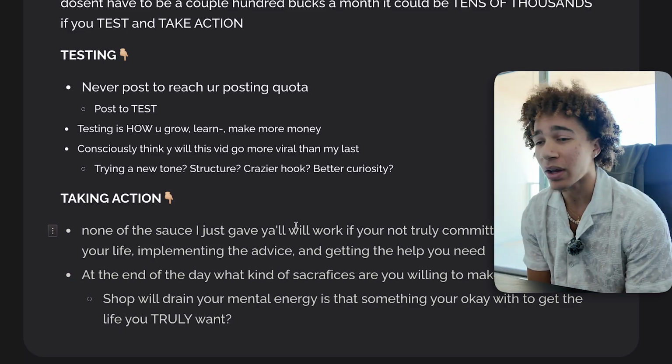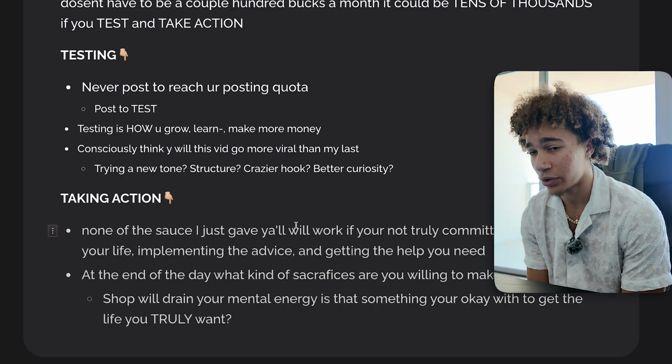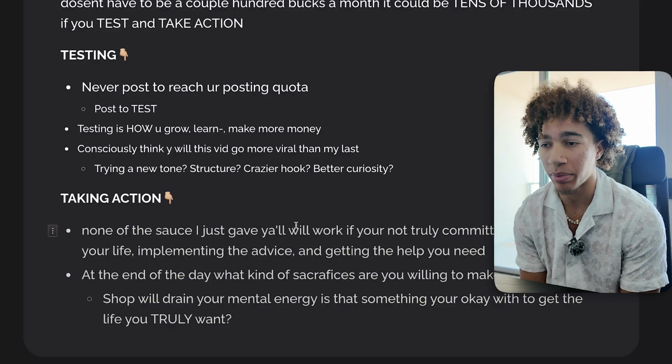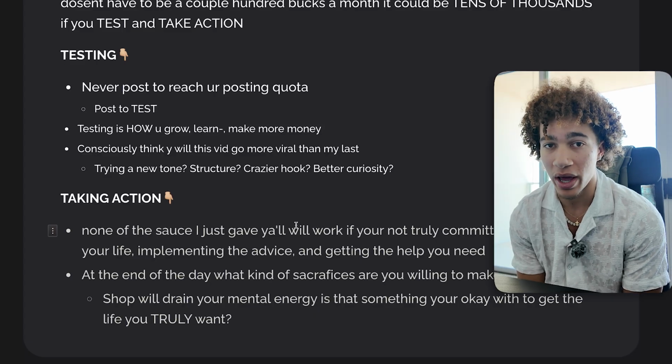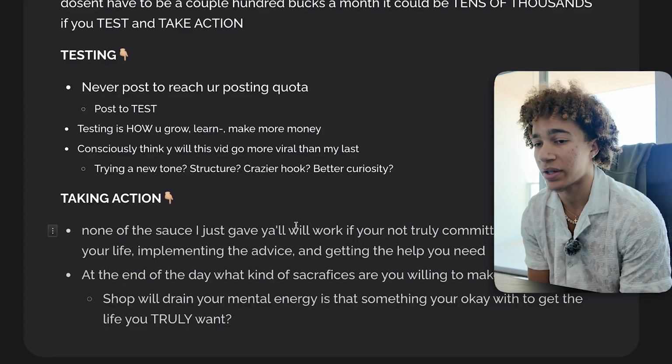And so, taking action. None of the sauce I just gave y'all will work if you're not truly committed to changing your life long-term. If you're not implementing the advice, and you're not getting the help you need, and you're not taking action on it, none of the strategy, none of the things I'm ever going over in my YouTube videos is actually going to work. So at the end of the day, what kind of sacrifices are you willing to make?